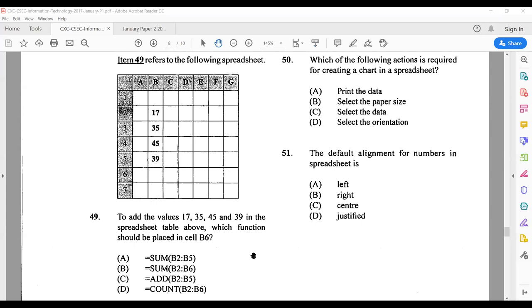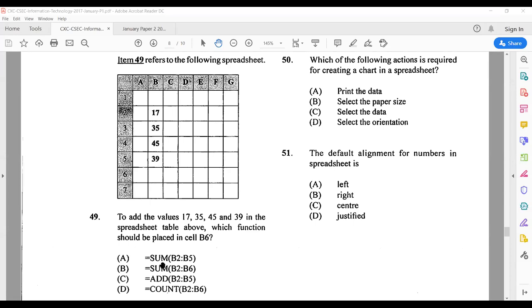Sir, B, sir. Okay, so we have B, right? So let's go through it now. You want to add the values, and the function in Excel is sum, okay? There's no add function in Excel that will do that. And the count function actually counts the number of cells or data in the cells. So those two are out. So we have A and B using the sum function.